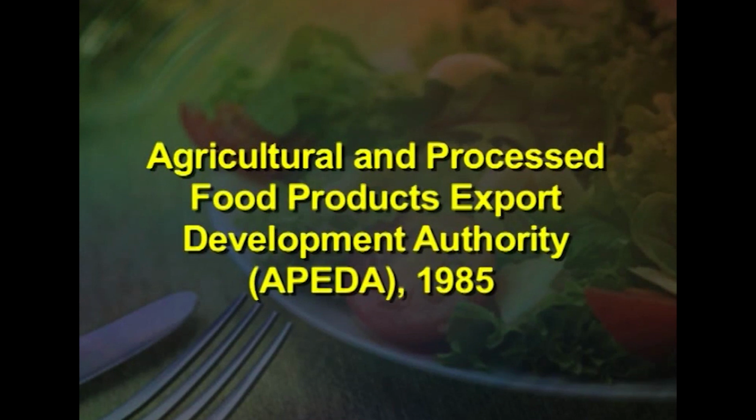Then comes the Agricultural and Processed Food Products Export Development Authority. In brief, we can call it APEDA, 1985. The Agricultural and Processed Food Products Export Development Authority was established by the Government of India under the Agricultural and Processed Food Products Export Development Authority Act. The authority of the Act is the Ministry of Commerce and Industry, Government of India.